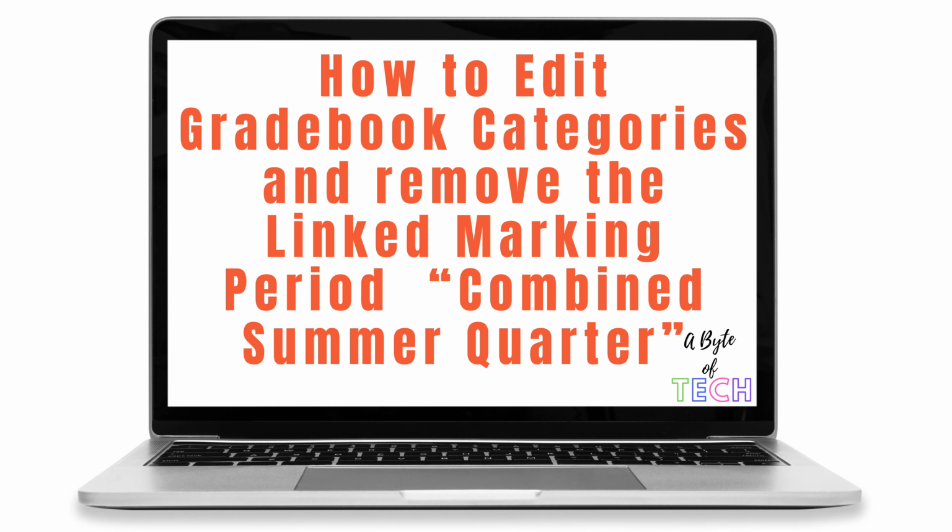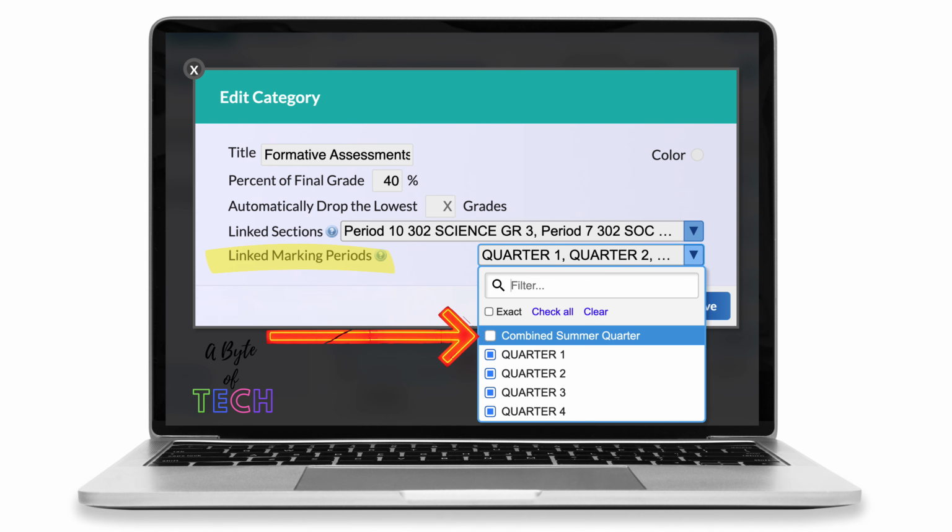Today, we're going to be going over your Gradebook Categories and making sure your linked marking periods do not include the combined summer quarter. And if they do, we're going to show you how to remove it. Let's get started.